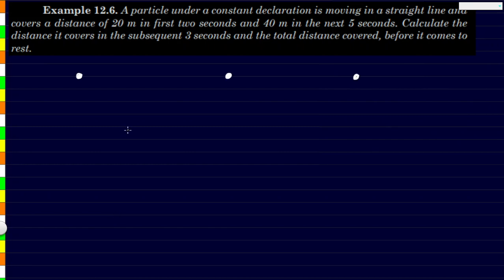Namaste everyone. In this video we'll be solving a problem in kinematics. We have a particle which is moving under constant deceleration in a straight line.